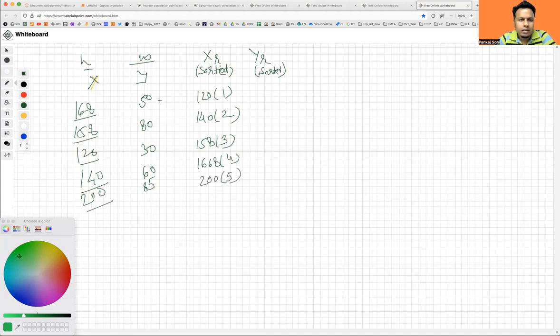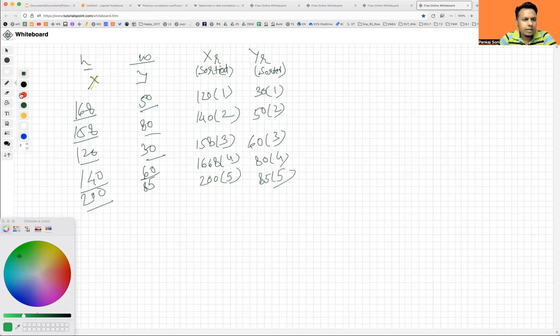Similarly for Y, that is nothing but your weight. So what is the minimum value? We have 30, rank 1. Then after that we have 50, give the rank as 2. Then we have 60, give the rank as 3. Then we have 80, rank 4, and 85 as 5th rank.